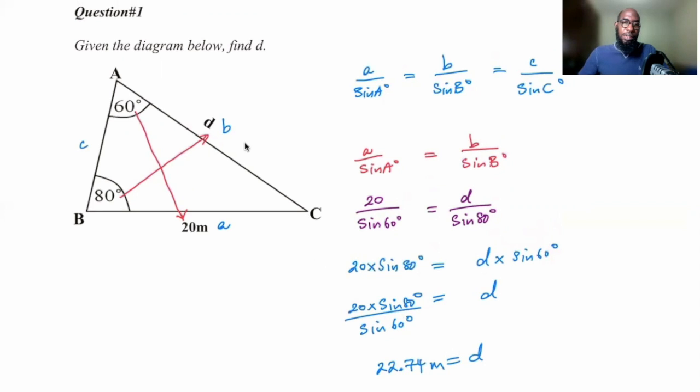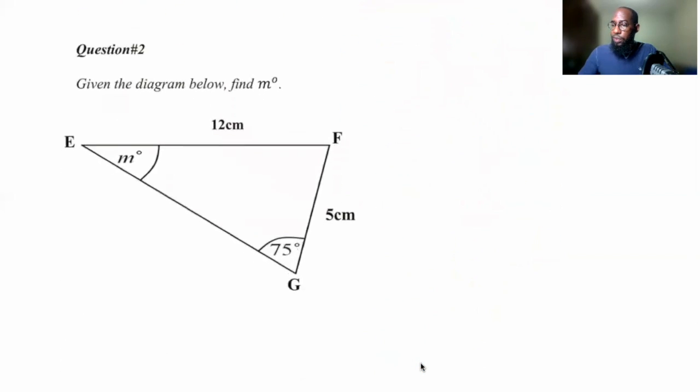In this question, they didn't give you a restriction, like 1 decimal place or whole number, right? So I put it to 2 decimal places. These are approximately equal to 22.74 meters, to 2 dp. Let's look at this question here.